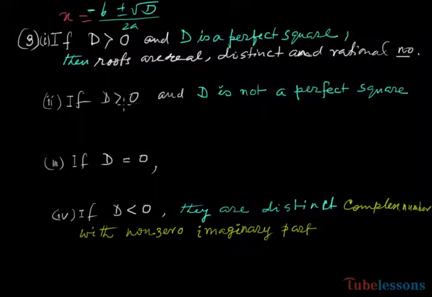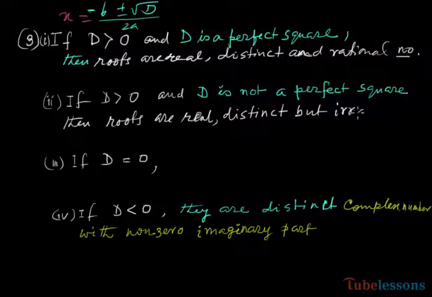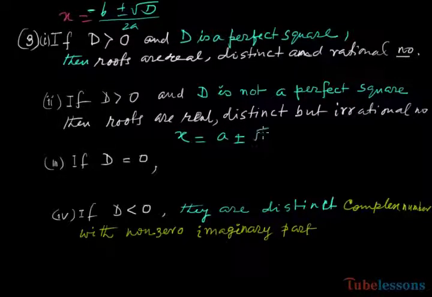If d is positive and d is not a perfect square, then roots are real, distinct, but irrational. So they may be in the form x is equal to a plus minus root b.